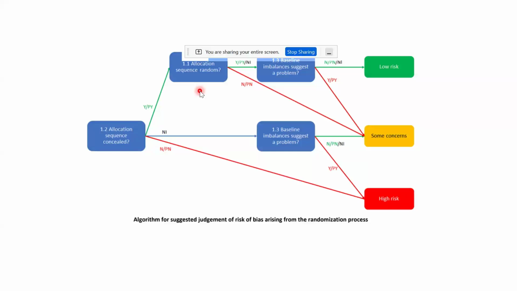In domain 1, signaling question 1.1 is: was the allocation sequence random? What does this mean? It means, has it been mentioned what process has been used for randomization? In this case, the answer will be yes if the randomization process has been exactly mentioned and it is an acceptable method of randomization. So what are some acceptable methods of randomization?